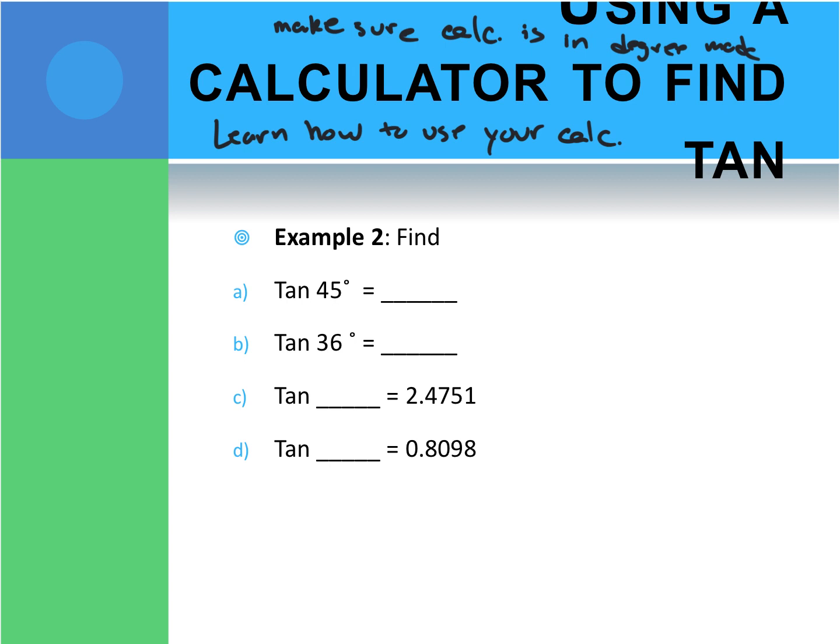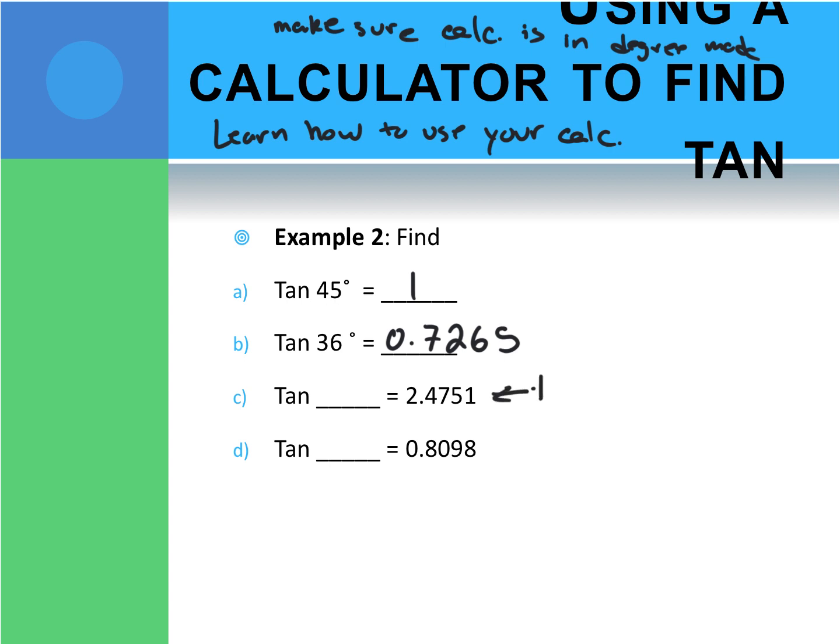So for tangent 45, you guys can click the tangent button and put in 45, and you should get an answer of 1. Please try it out. Now for tangent 36, we do the same thing. Type in tangent, put in 36, and we get, I'm going to round it to the nearest fourth place, 0.7265.